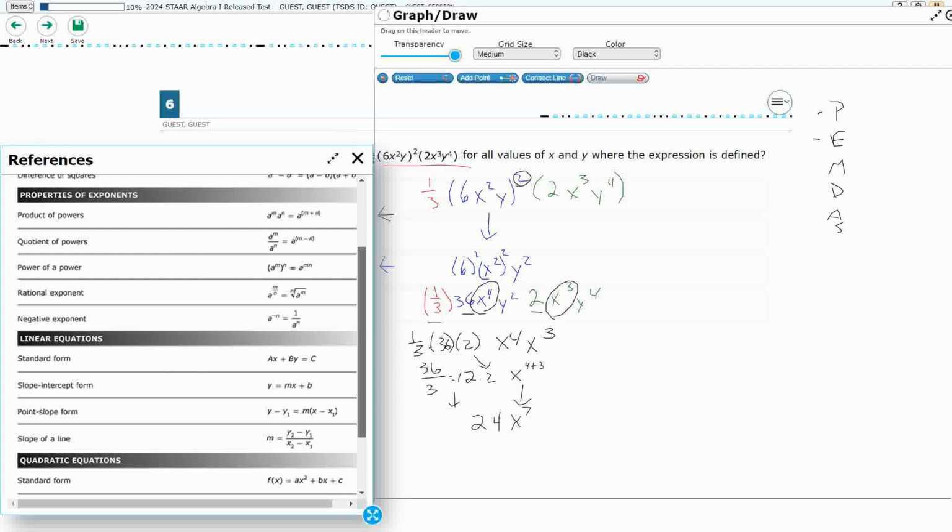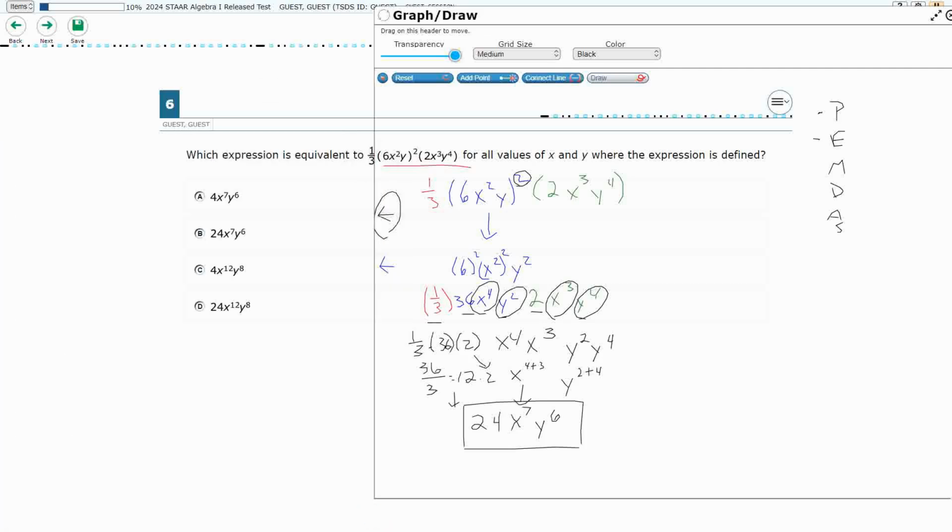So far, I've got 24, x to the 7th, and then let's check my y's. I've got a y to the 2nd, y to the 4th, still doing the same product of powers. So it's going to end up being y to the 2 plus 4. And then we put that together, that ends up being y to the 6th. So what I'm seeing here is 24, x to the 7th, y to the 6th.